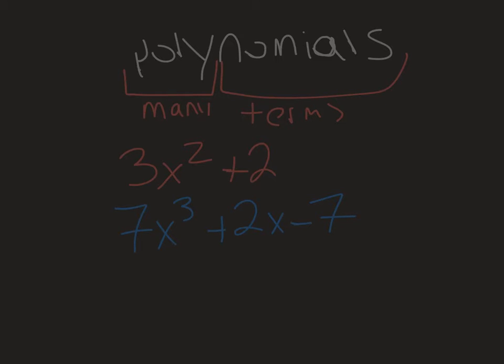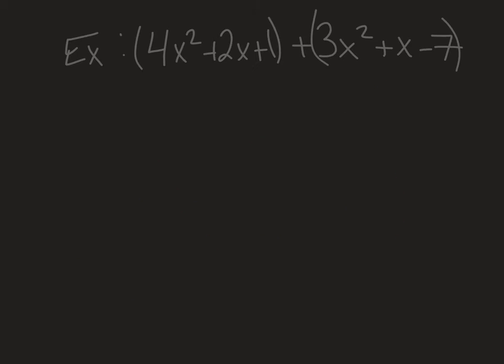And technically speaking, if we have 7x to the fourth power, it is a monomial. It does fit under the umbrella of a polynomial, but it's the singular case. We're looking at just one term in this case. So all of these are examples of polynomials. Okay, so now that we have talked about polynomials, let's talk about how we can add them first.